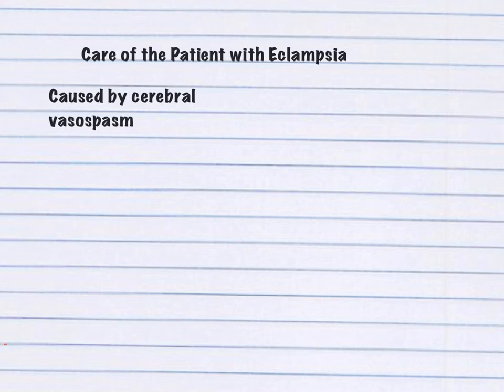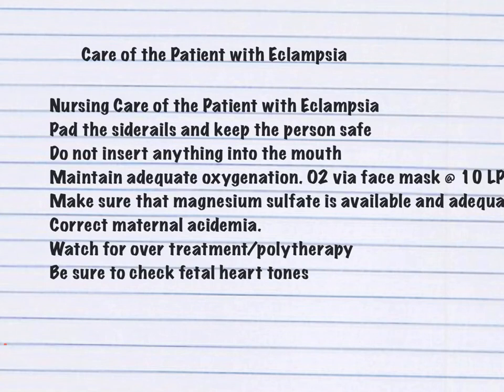Complications include cerebral hemorrhage. You can have bleeding into the brain. You can have aspiration pneumonia if they aspirate while they're seizing. You can have hypoxic encephalopathy if they lose oxygen, a lot of oxygen deprivation during the seizure. You can have thromboembolic events, CVAs. You can have maternal death.